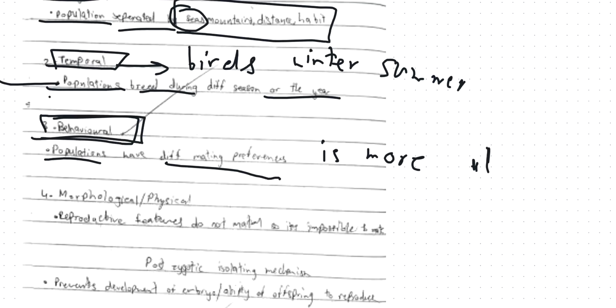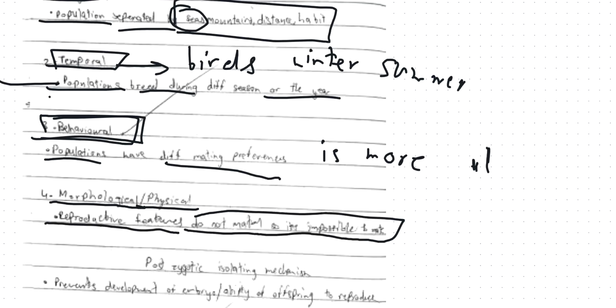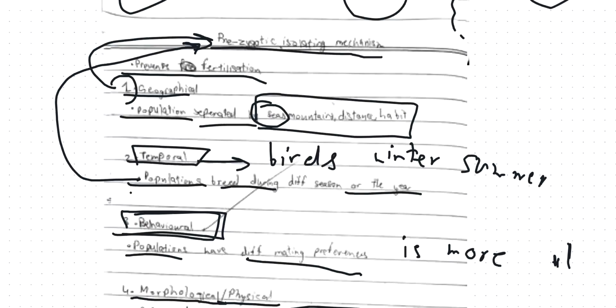And the last type of pre-zygotic isolation is morphological or physiological. This is when the reproductive features do not make it possible for them to breed together. So yeah, you have to know these four types of pre-zygotic mechanisms.